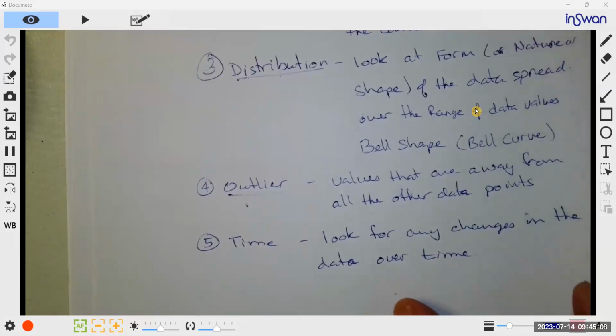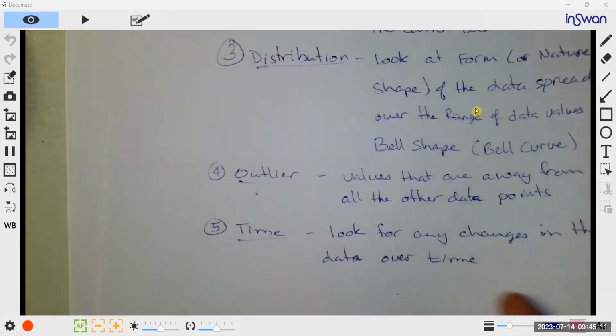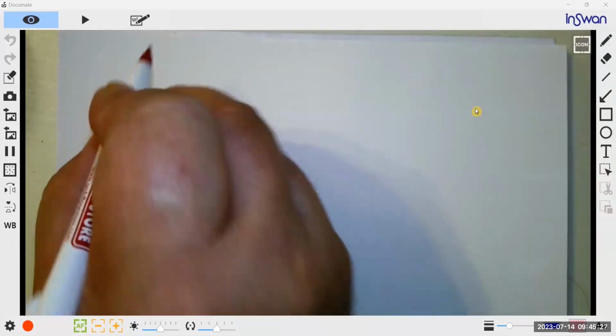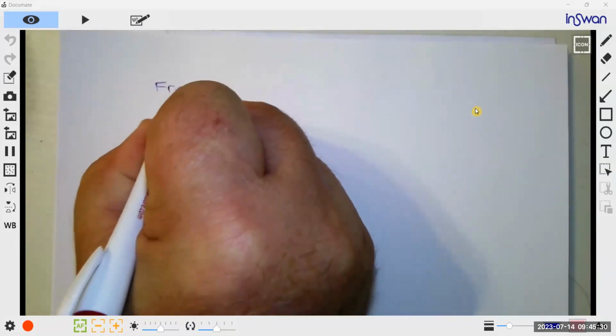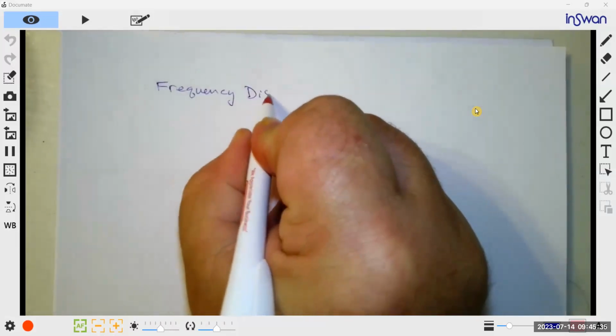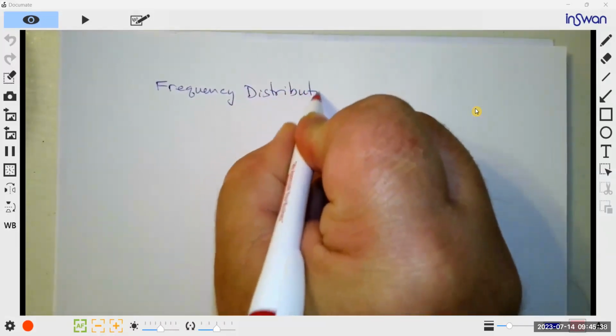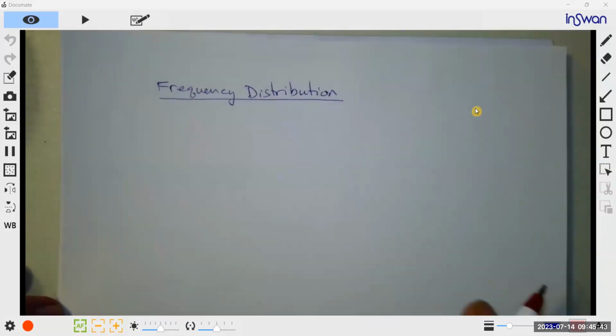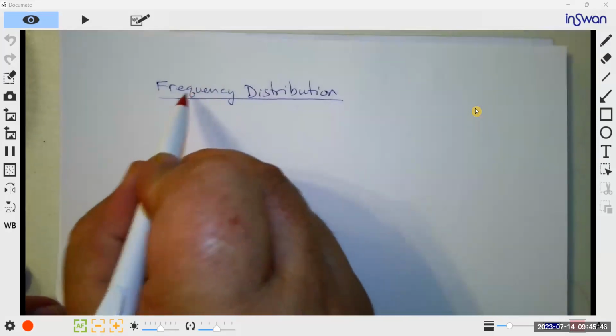So that's the outline of what we're going to do in this chapter. And now in this section, let's start looking at how we could analyze these numbers, this data, and what they mean for us. Right. So the first thing we look at is, what is a frequency distribution?